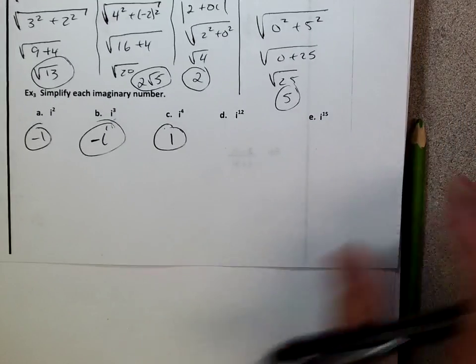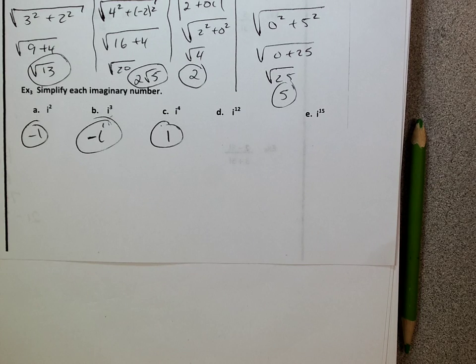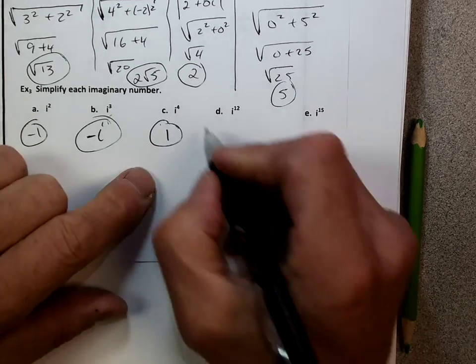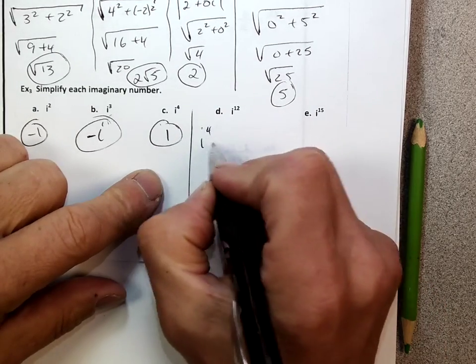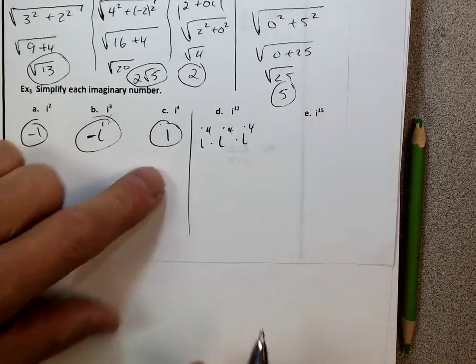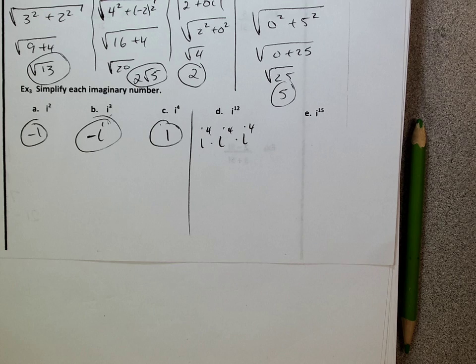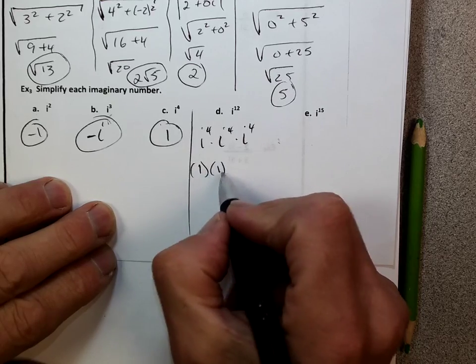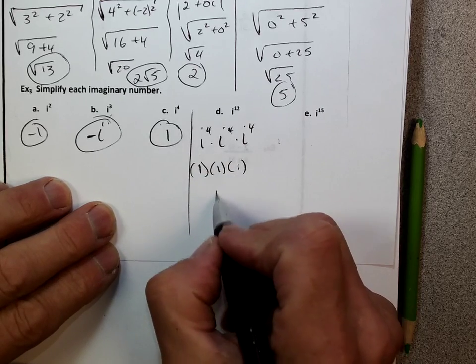But now i to the 12th, I don't want to keep doing this, but I do know this, that i to the 4th times i to the 4th times i to the 4th makes 12. Okay, I'm going to write it down. So I went i to the 4th times i to the 4th times i to the 4th. And I want i to the 4th for sure because that's just 1. So then I've got 1 times 1 times 1. Well, the whole answer is just 1.